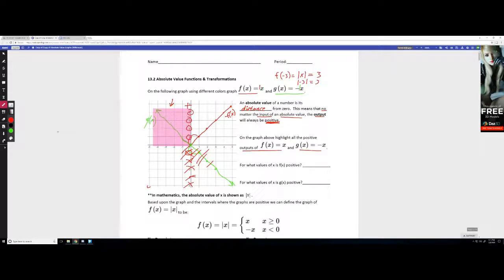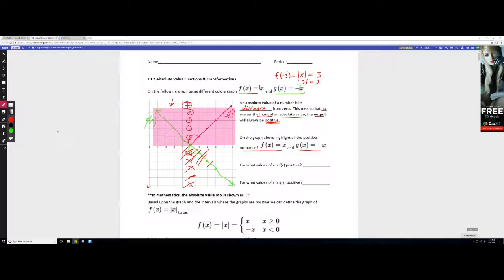Now, if you look at f of x, it looks like I just looked at g of x as outputs. If we looked at all the values that were positive for f of x, it'd be this part up here as well, because again, your outputs, your y values, are all positive. 1, 2, 3, 4, etc. These are all positive.